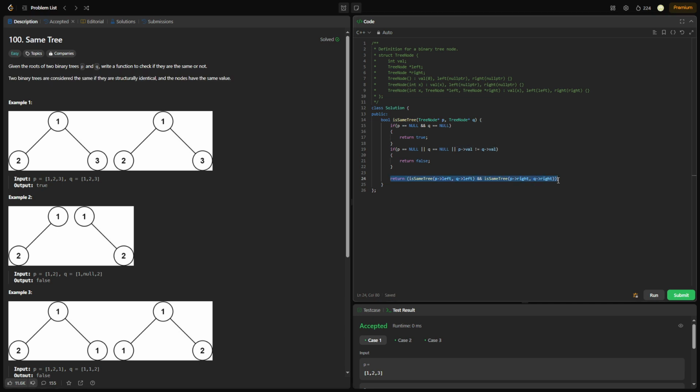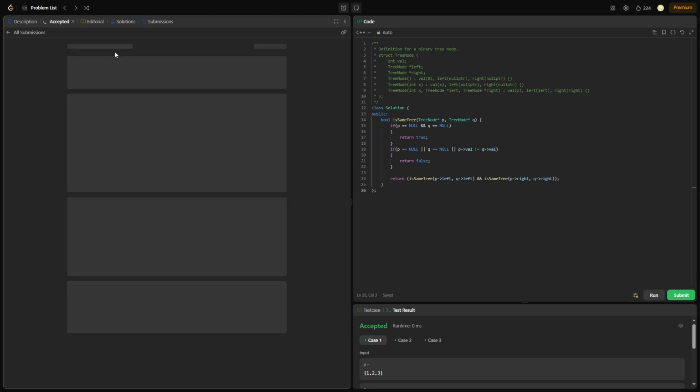And of course, we do this throughout the left subtree and the right subtree starting at the root node, and we use this AND operator here. So if at some point we find that it's not structurally identical or the nodes aren't the same, this whole thing would just return false, which is what we should expect. And so yeah, that's our solution.